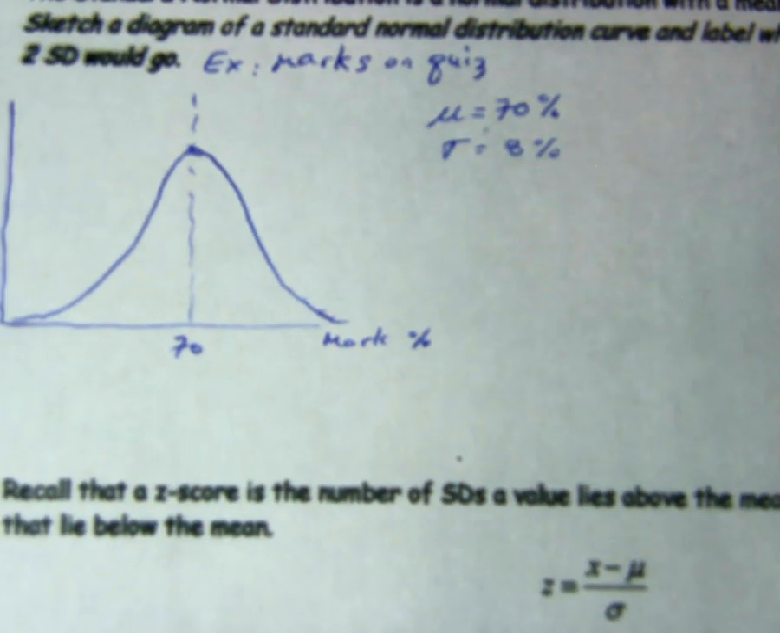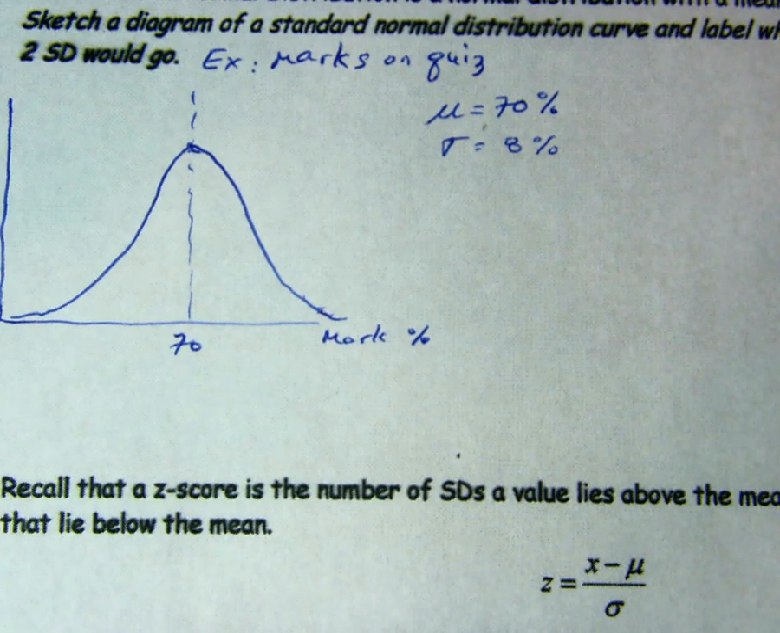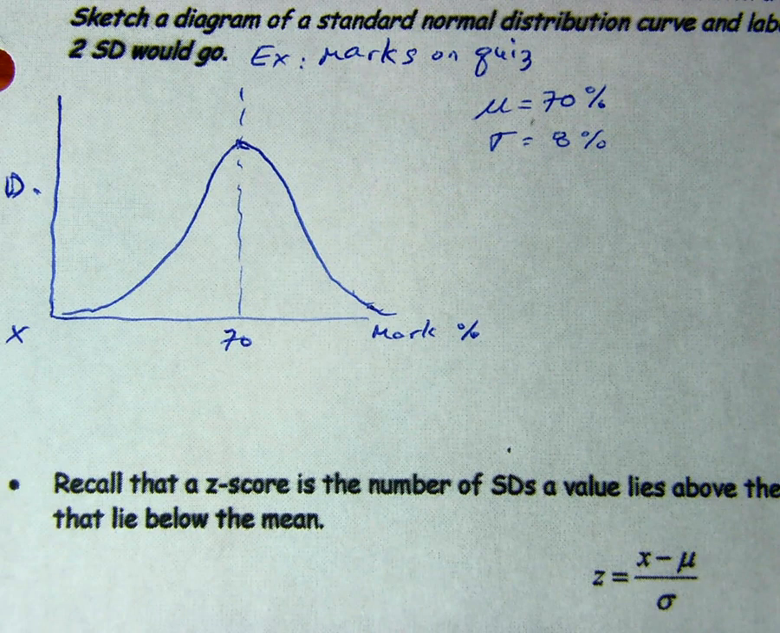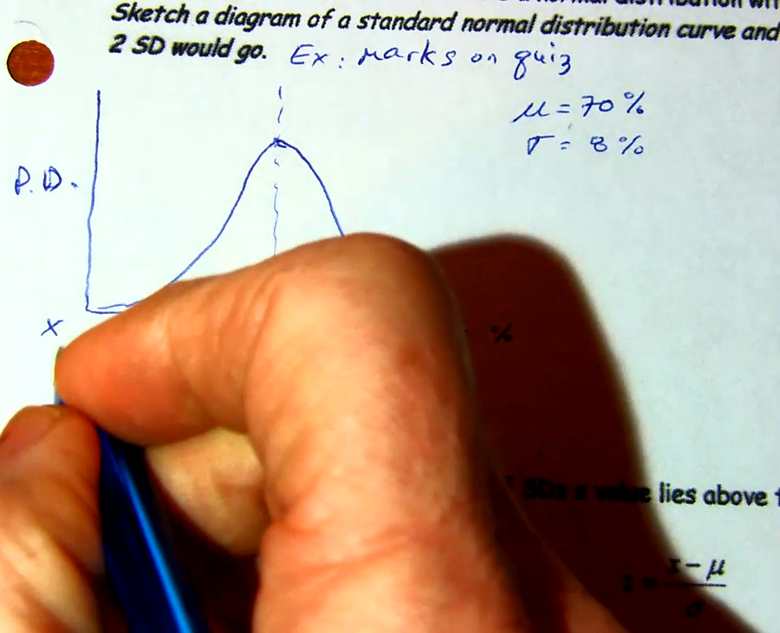Below 70? Yeah, below 70. Wait, sorry, the graph doesn't make sense. Isn't it supposed to be pulled to the right or pulled to the left? Because it's marks on a quiz. Yeah, and it's the example that you used yesterday.